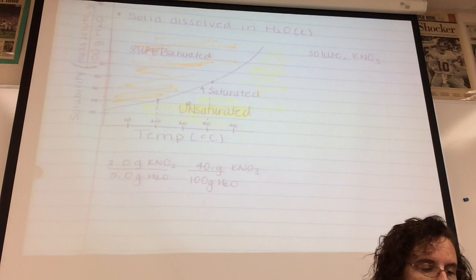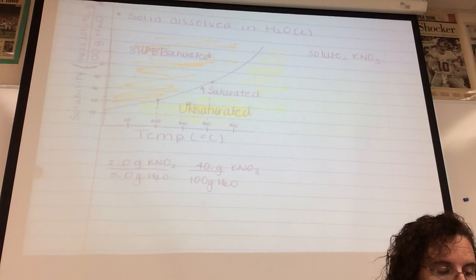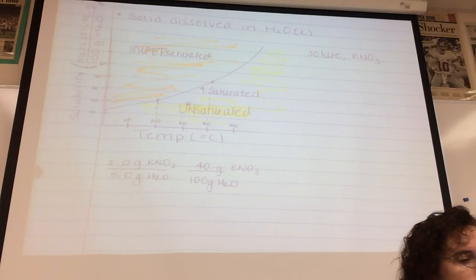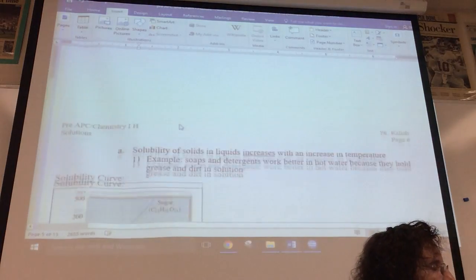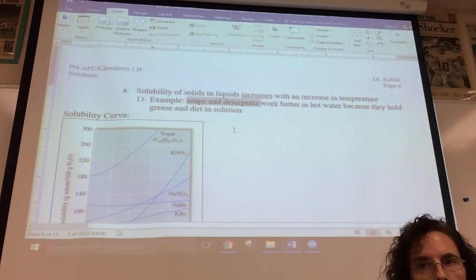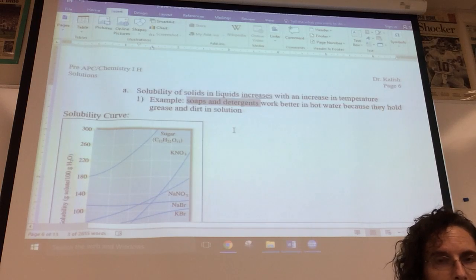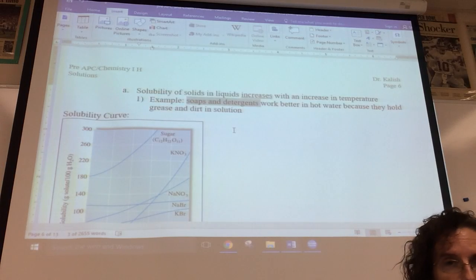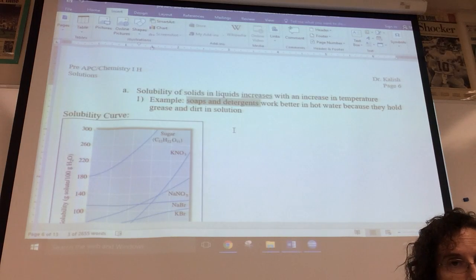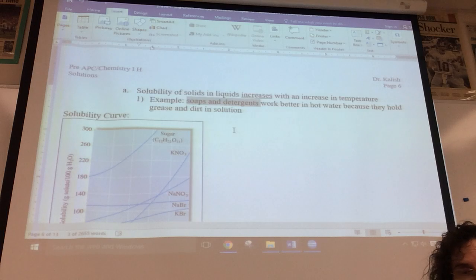All right? So that's a solid dissolved in a liquid. Most solids show increasing solubility. We can look at some different solutes in the following panel. One of the reasons that you wash your hands with warm water or hot water is that soap, a solid, dissolves better in hot water than cold water. It barely dissolves in cold water at all. So you wash your hands in warm water so you can get the soap to go into solution so it can react with the grime, dirt, and grease, whatever's on your hand to get it off.